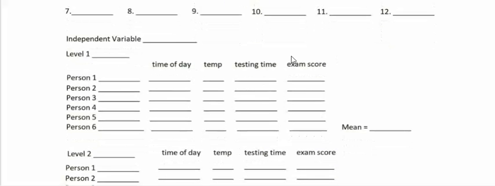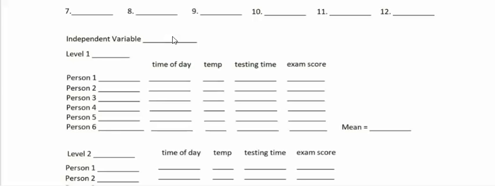So if you decide that you're going to assign group 1 to one temperature and group 2 to a different temperature, your independent variable would be temperature. Or if you decide that you're going to have group 1 sleep a certain number of hours and group 2 sleep a different number of hours, your independent variable would be hours of sleep. So the independent variable is what you're exposing people to different levels of. Each group has its own level of the independent variable.